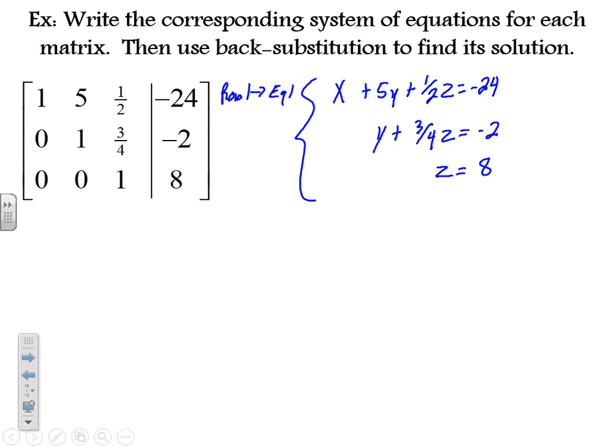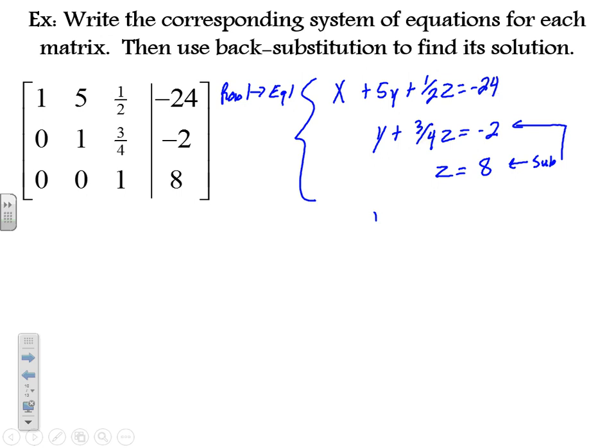So this is the system of equations that was generated from the augmented matrix, and now what we're asked to do is solve it. What are the values of x, y, and z? If you notice, equation 3 already has z solved for us. We know that z is equal to 8. So I'm going to take this 8 and substitute it into equation 2 so that I can figure out what y is.